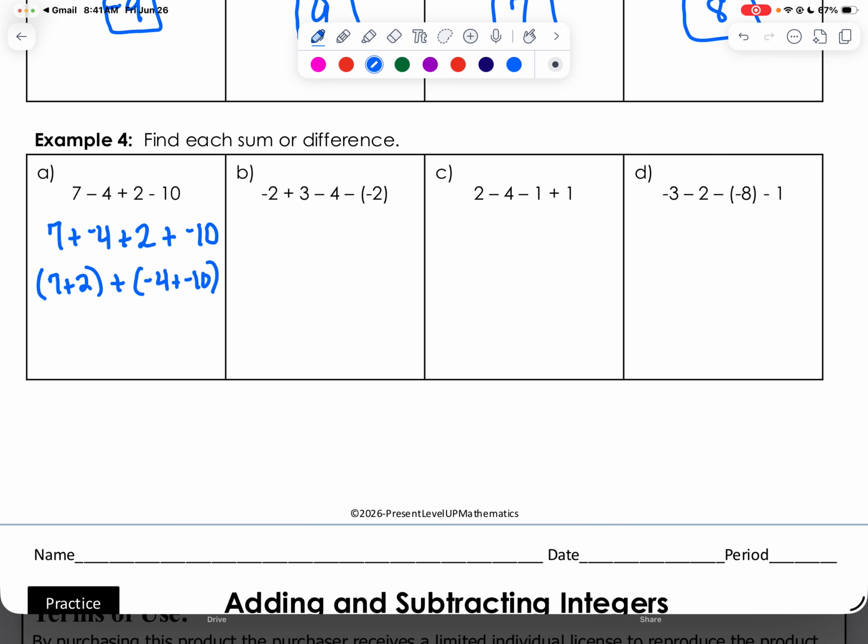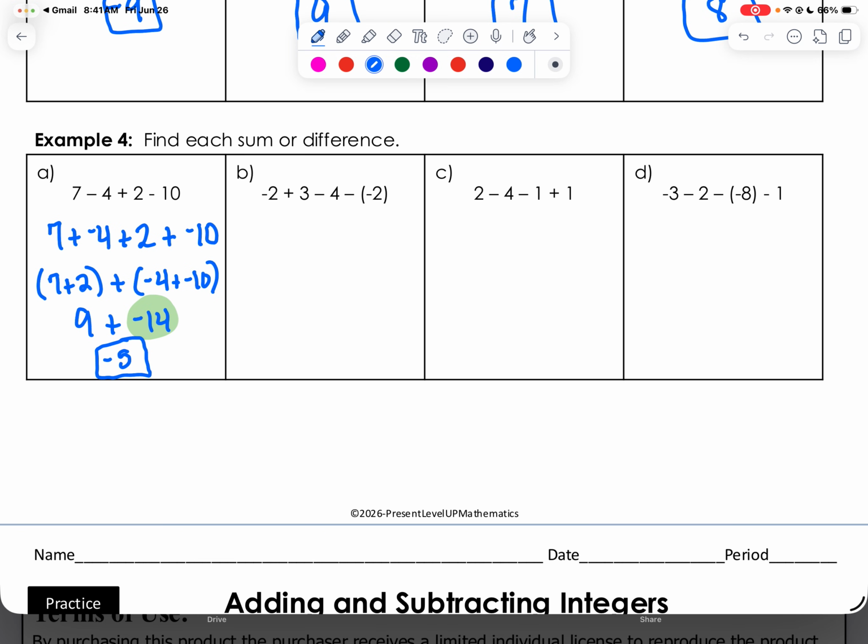So 7 plus 2 is 9. Negative 4 plus negative 10 is negative 14. Then I'll add that together. So remember, when the signs are different, we subtract. 14 minus 9 is 5. Identify the number with the larger absolute value, and it's negative. So my solution is negative 5.